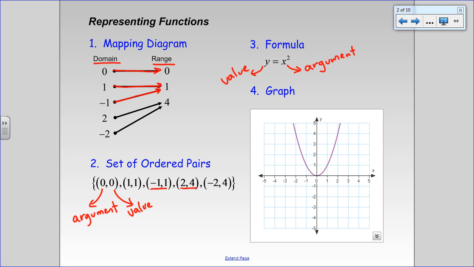Finally, it's possible to represent a function through a graph. The graph shown here is the graph of that same formula, y equals x squared. And once again, we can see the same information being communicated in a different way. We have ordered pairs on the parabola, and each ordered pair is indicating an argument and a value for this function. So the argument x equals 2 is paired with the value y equals 4. And the graph shows many other ordered pairs that are produced by this function.